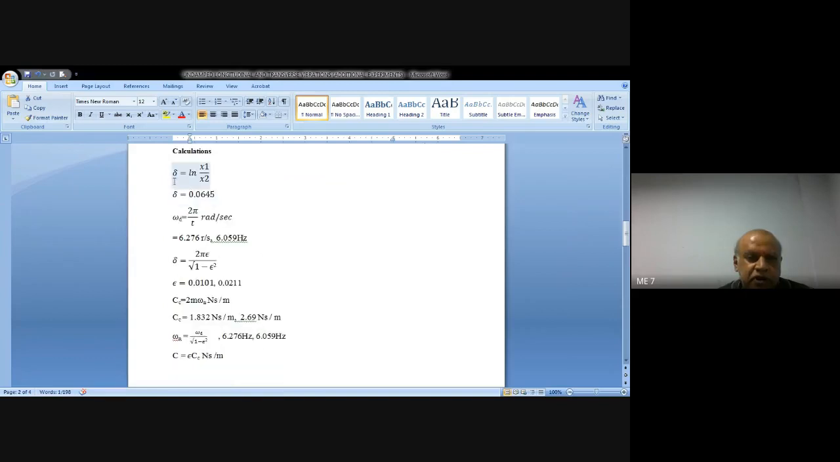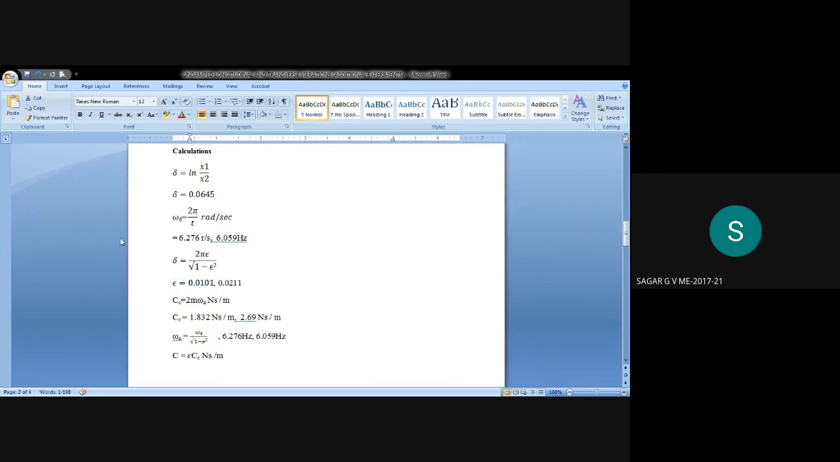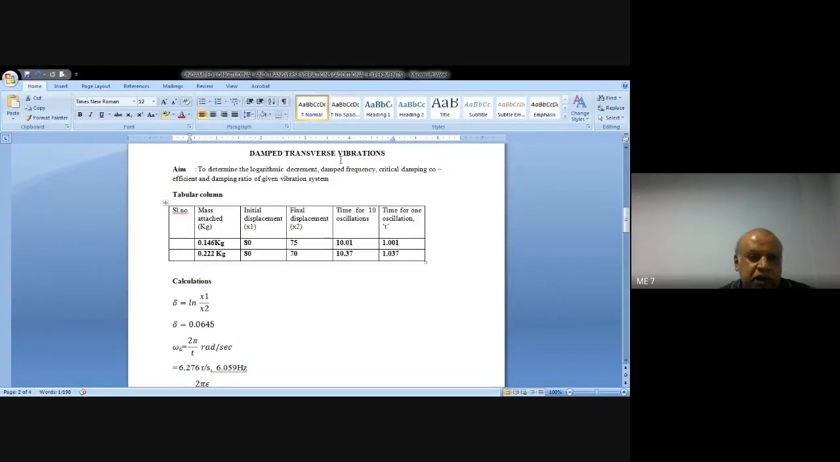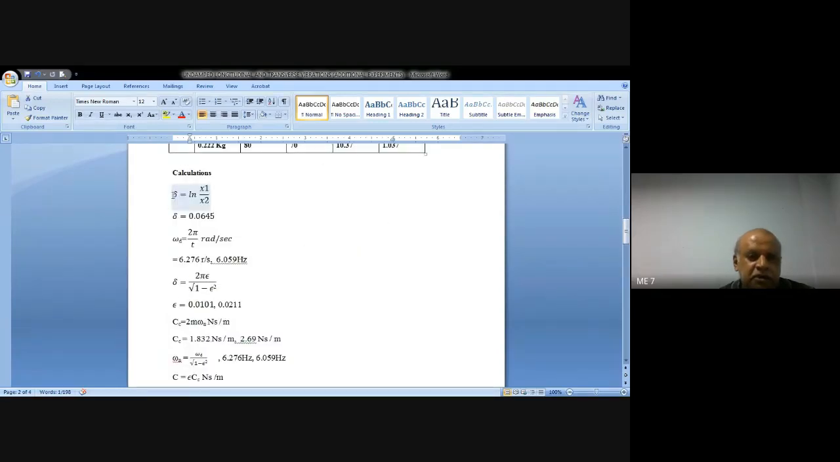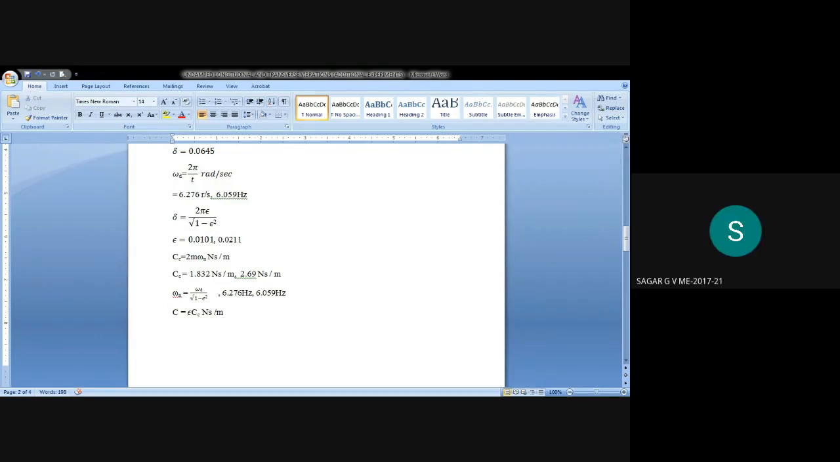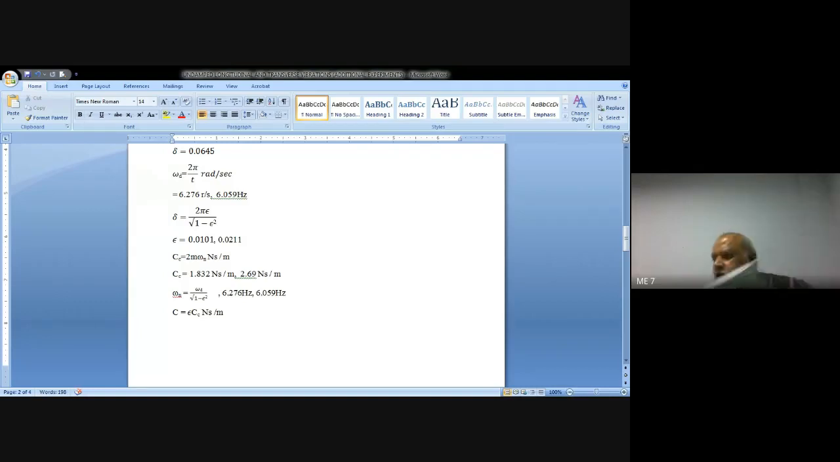What are the things that we find out here? Delta is what? Deflection? No. In damped transverse vibration, delta is the logarithmic decrement, ln of x1 by x2. If you remember, in damped longitudinal vibration we used delta as the logarithmic decrement. This is also damped transverse vibration, so delta is the logarithmic decrement. Then the damped frequency, the damping factor, the critical damping coefficient Cc, and the damping coefficient C. Got it, Sagar? Any doubt in this? No doubt, sir.